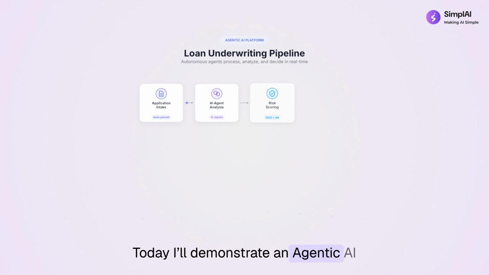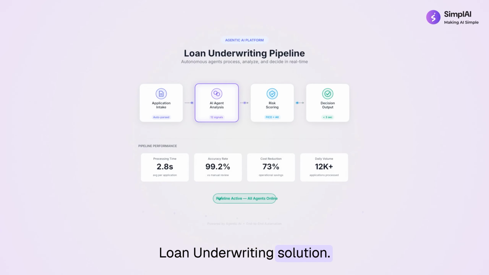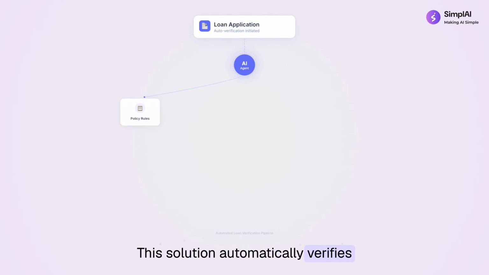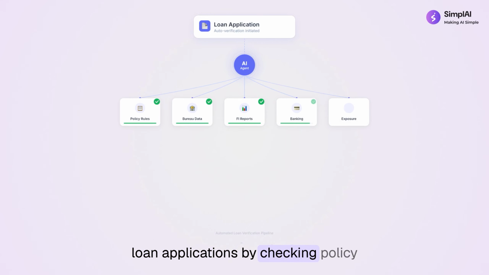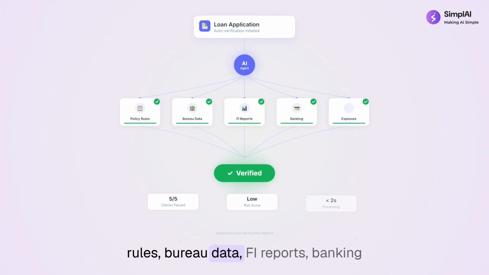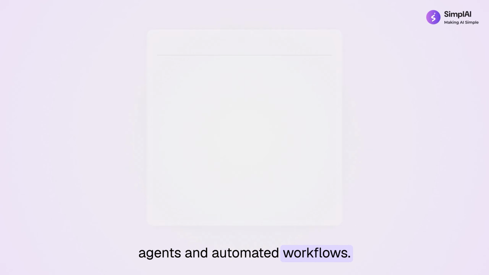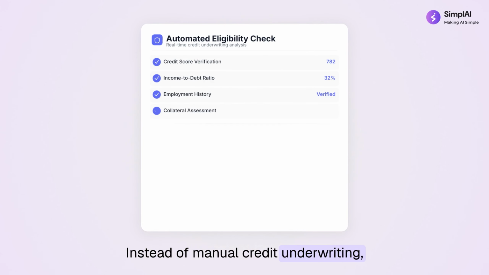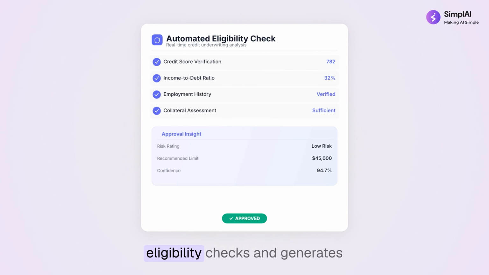Today I'll demonstrate an Agentic AI loan underwriting solution. This solution automatically verifies loan applications by checking policy rules, bureau data, FI reports, banking behavior, and exposure limits using AI agents and automated workflows. Instead of manual credit underwriting, the system performs automated eligibility checks and generates structured approval insights.